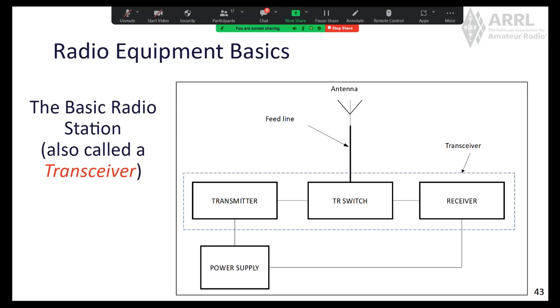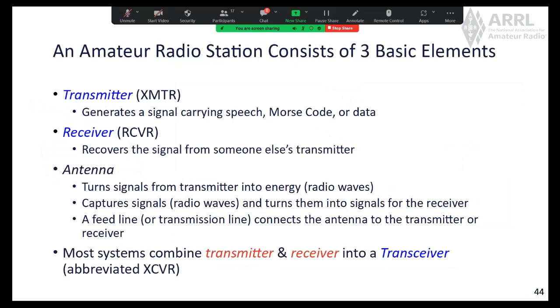Radio equipment basics. The basic radio station, called a transceiver, is made up of a transmitter, a transmit-receive switch, a receiver, a power supply, and an antenna. The transmitter, which is abbreviated XMTR, generates a signal carrying Morse code, speech, data, or video. Receiver, abbreviated RCVR, recovers the signal from someone else's transmitter.